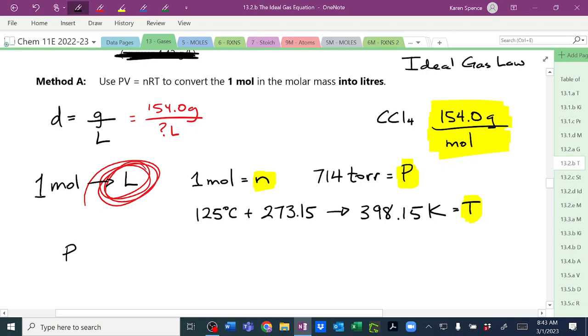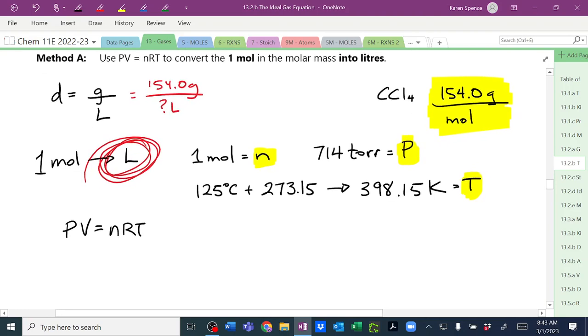P, what goes beside P? V equals nRT, the pervert equation, okay? So now we have a pressure of 714, oh no, I want to solve first for volume because we're looking for liters. So we have V is equal to nRT over P. Okay, so n we know is 1 mole.